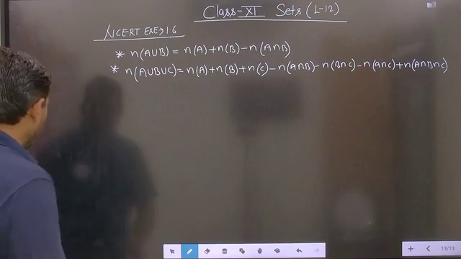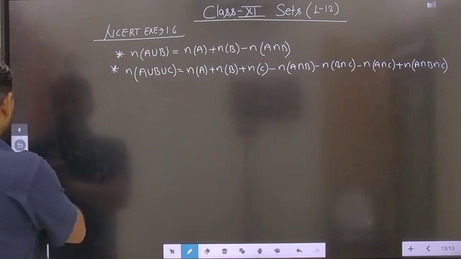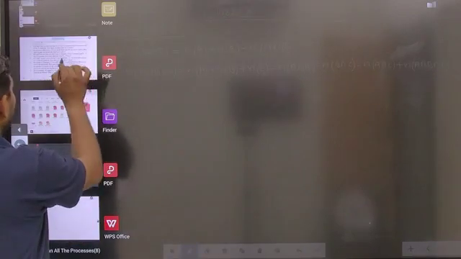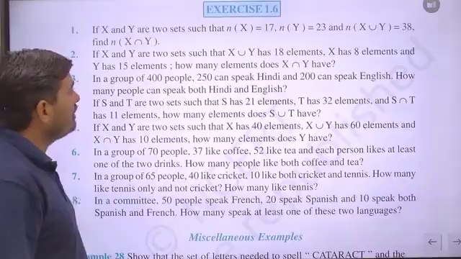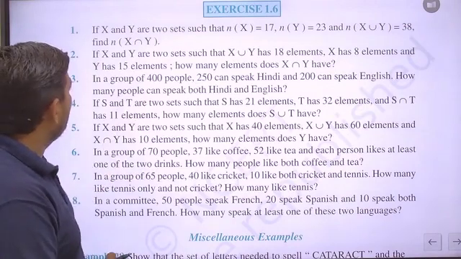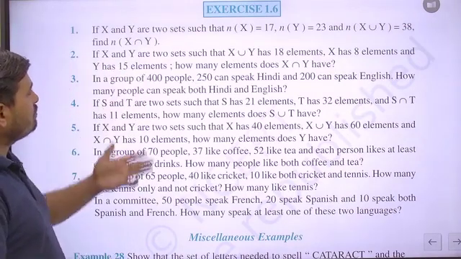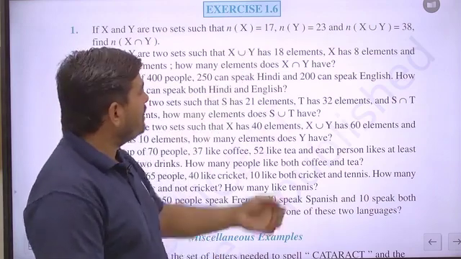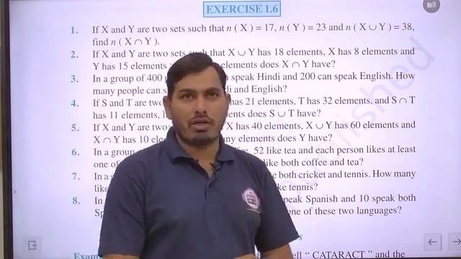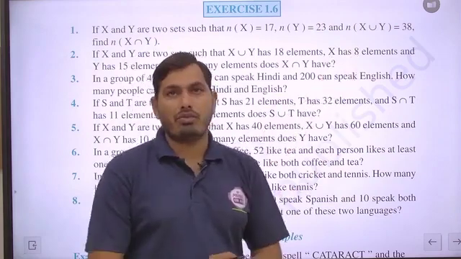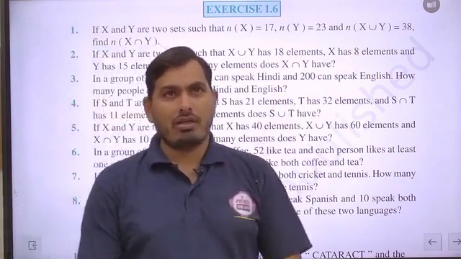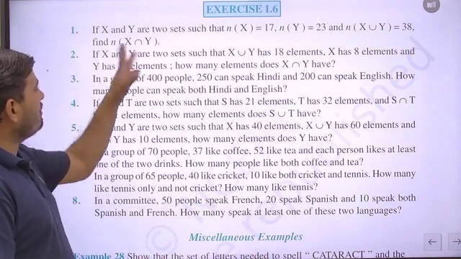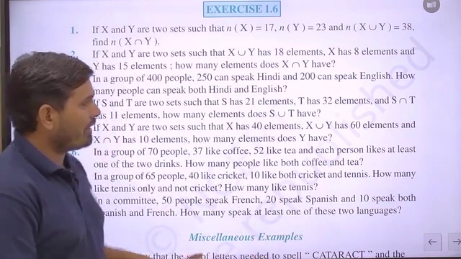So students, we will take the very first question from your NCERT exercise 1.6. You can see the question here. In this first question, if x and y are two sets where the number of elements in x is given as 17, the number of elements in y is given as 23, and the number of elements in x union y is given as 38, then it is an easy question, and we have to calculate the number of elements in x intersection y. Is that clear?